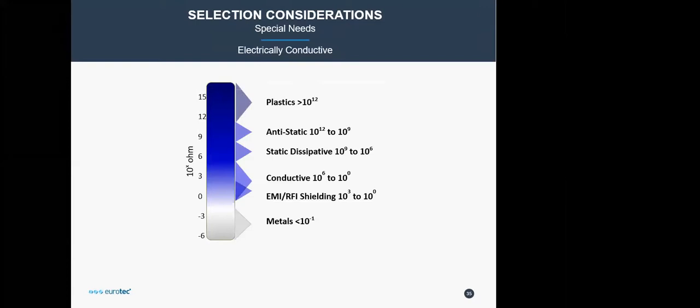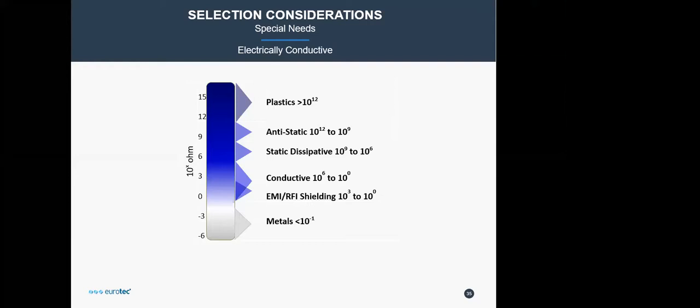Here you may see a general conductivity chart. Plastics are inherently insulative materials and their conductivity is between 10 to the 15 and 10 to the 12 ohm. Conductivity of antistatic compounds is between 10 to the 12 and 10 to the 9 ohm. Antistatic compounds are mainly useful for preventing dust accumulation. Static dissipative compounds have the conductivity value of 10 to the 9 to 10 to the 6 ohm. It prevents electrostatic discharge on human contact.